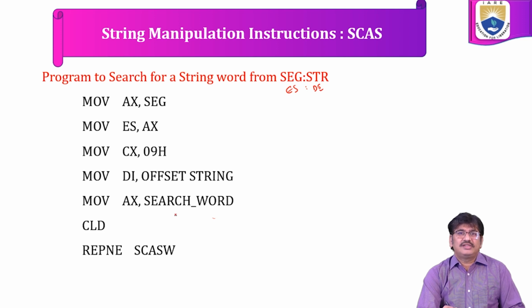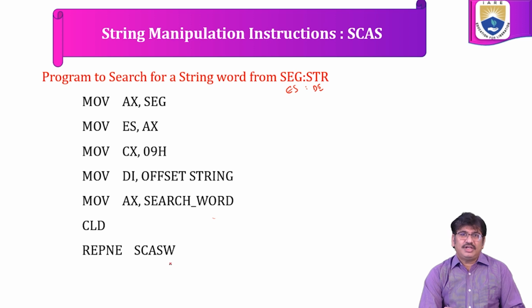In this example, we are searching for a word, so it is loaded into the AX register with the instruction MOV AX, search word. For processing the string from lower address to higher address, clear the direction flag, that is CLD. Next, scan for a string using SCASW.